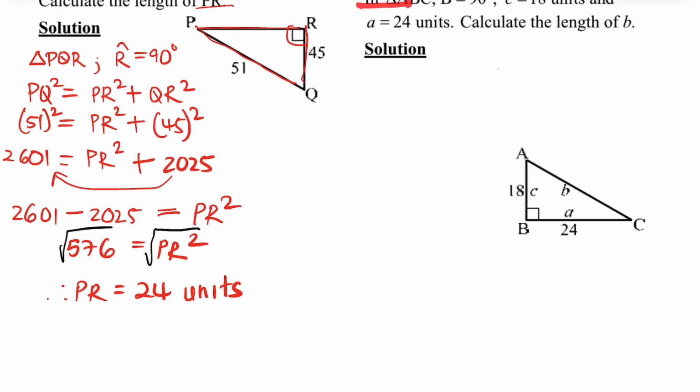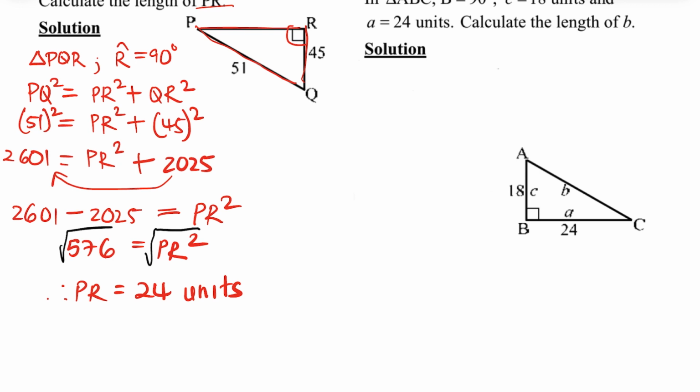Example 4 says in triangle ABC, this triangle is ABC, B is equal to 90, it's a right angle triangle. C is 18 units. Where's C? C is this side, it's 18 units, and A is 24 units. You see A is this side. Calculate the length B, which is the longest side. So let's cut to the chase. We're going to use the small letters here because they want the small letters. That side is AC, and you're going to be right if you use that, but in this case, let's use the small letters.